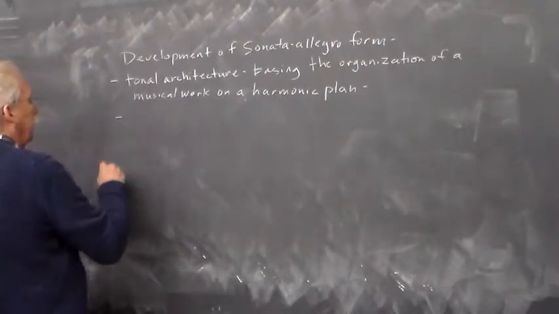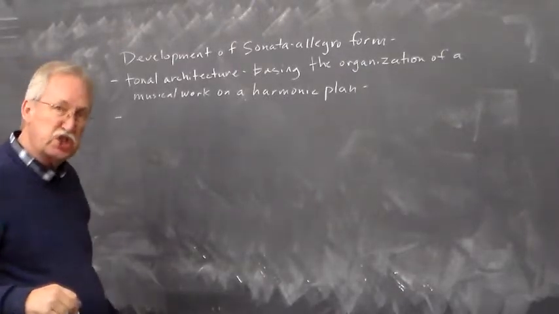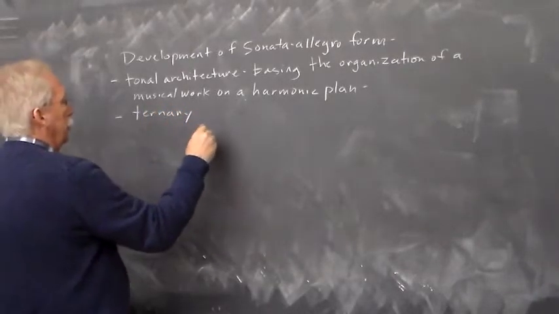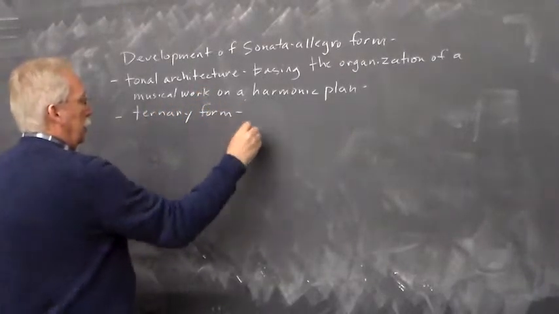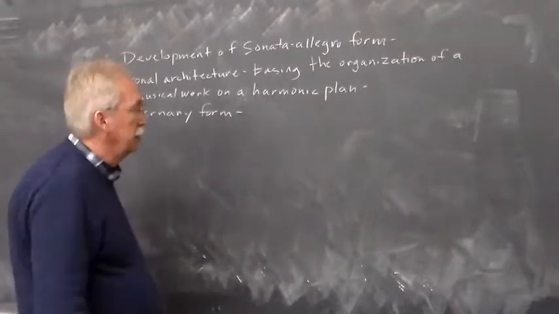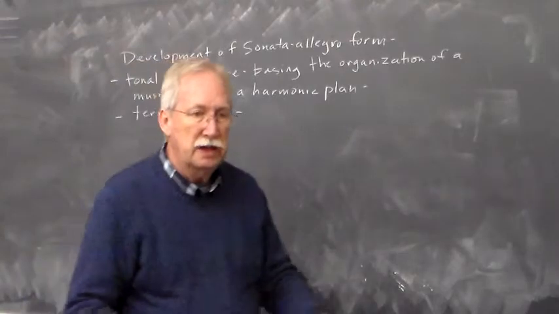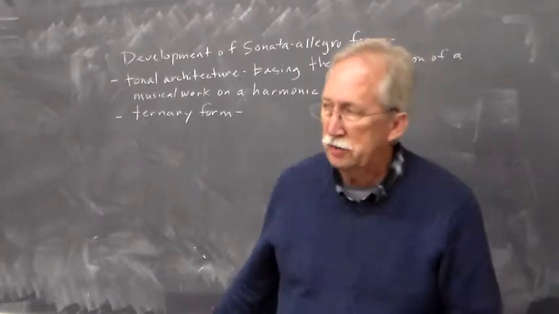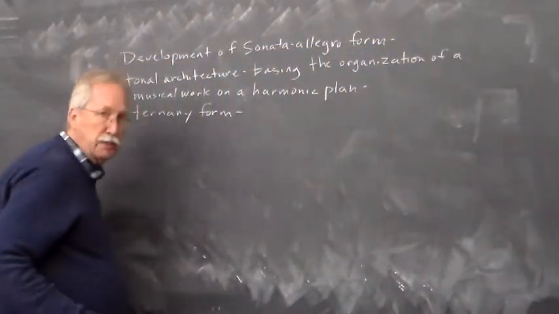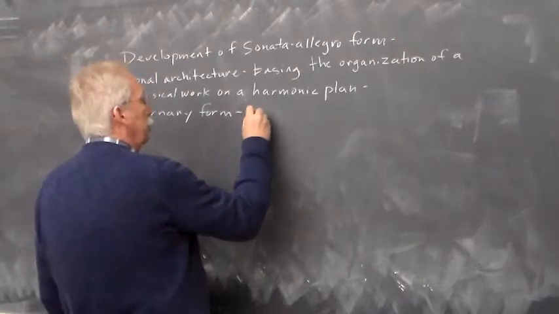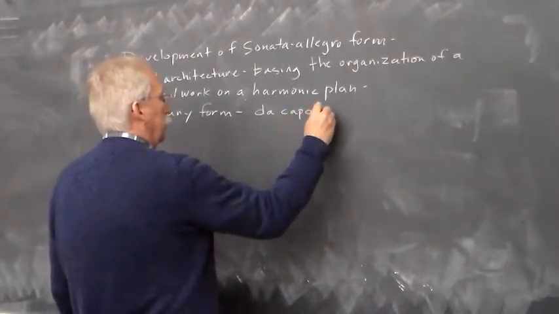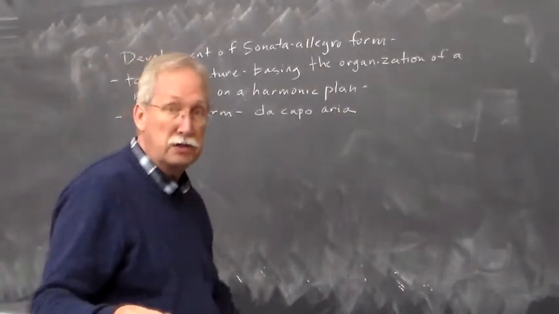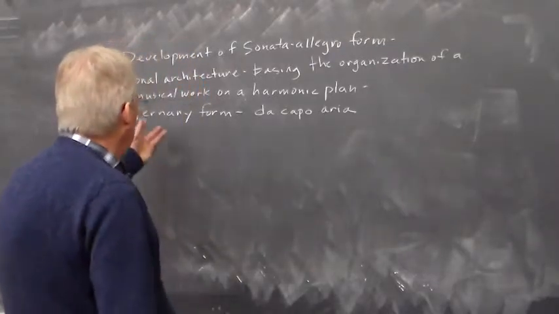All right. Second idea has to do just with the ternary element. So ternary is basically ABA. So that idea of statement, and then a digression, contrasting passage, restatement. So you see that in something like the da capo aria from the Baroque. And we're also going to see this then with rounded binary, which I'll talk about here in a second. But that's another idea.